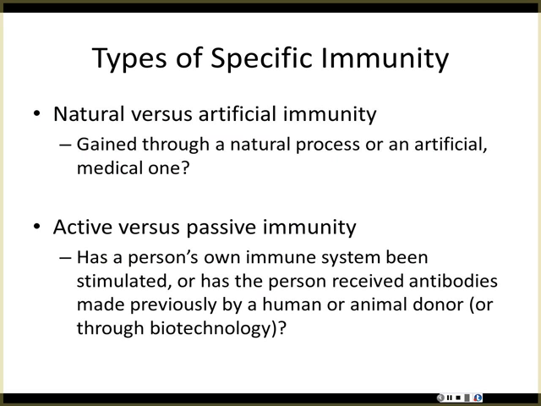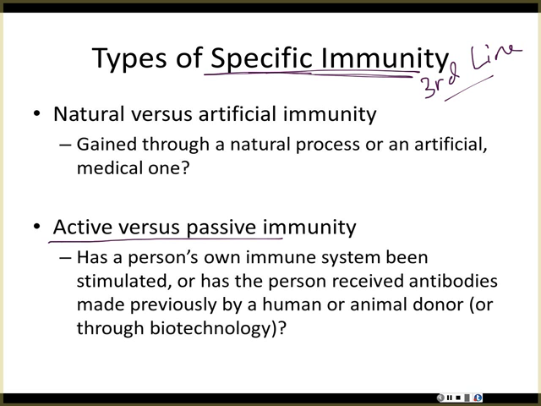Okay, so now that we've been through the third line of defense, again, third line of defense is specific immunity, immunity to specific antigens. Specific immunity can be divided up into different categories. So we have natural categories and we have artificial categories. And natural just means that you acquire the immunity through a natural process. Artificial means it's through a medical process, like a vaccination. Then we have active versus passive immunity.